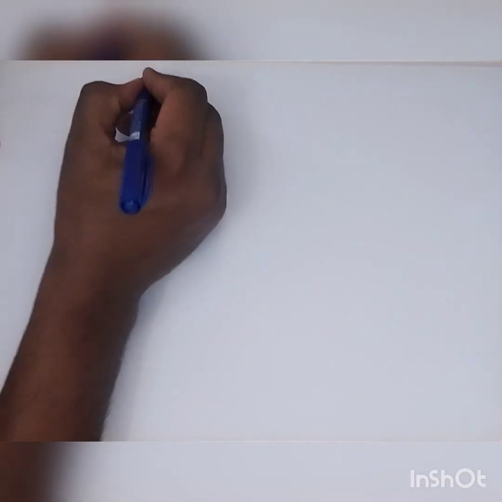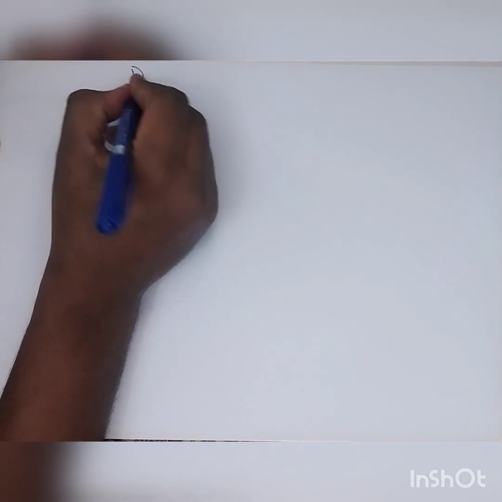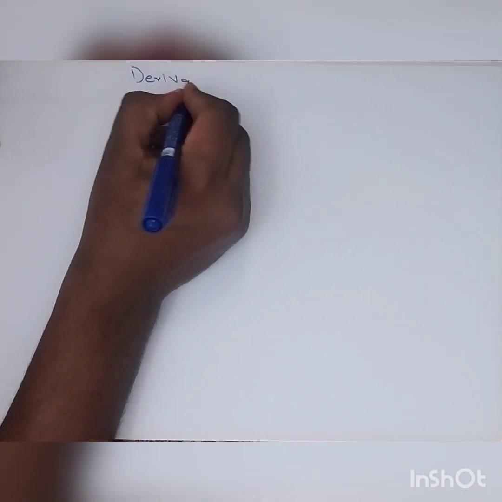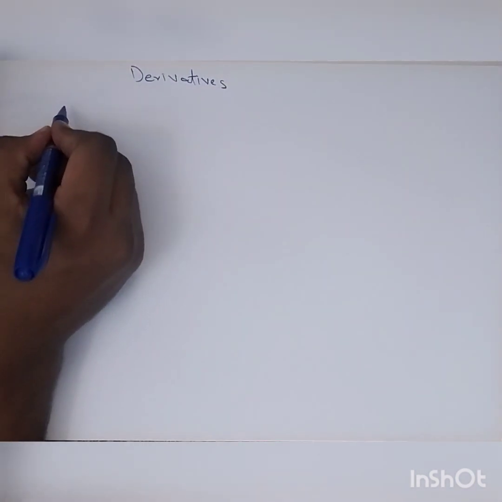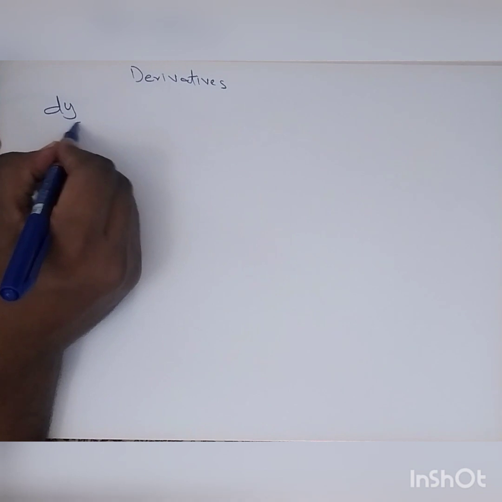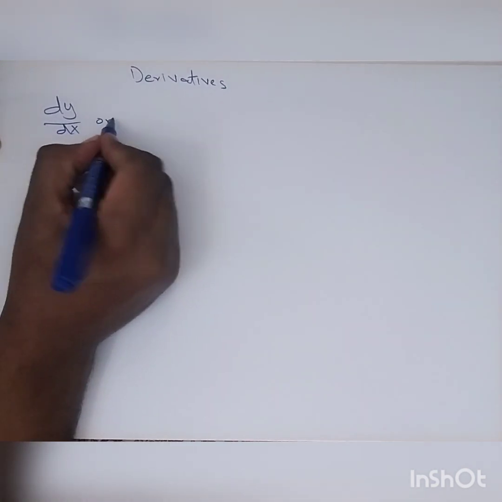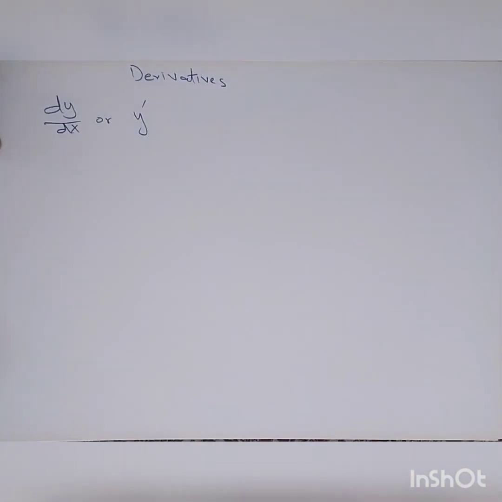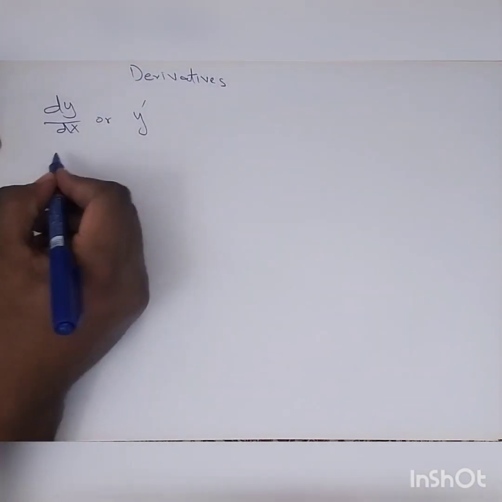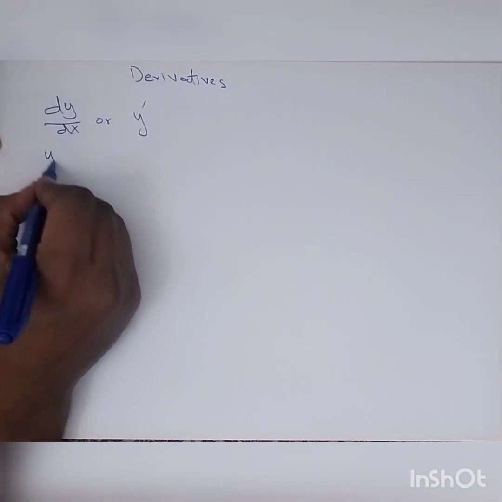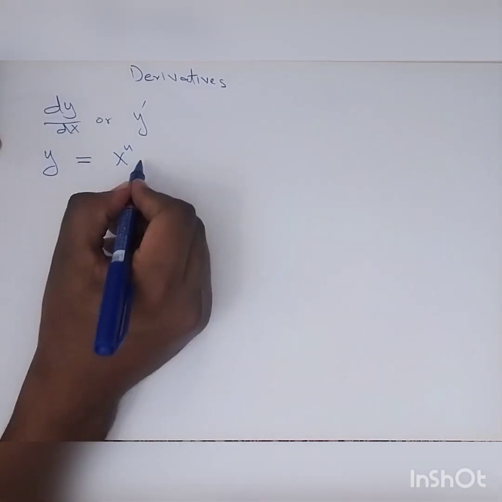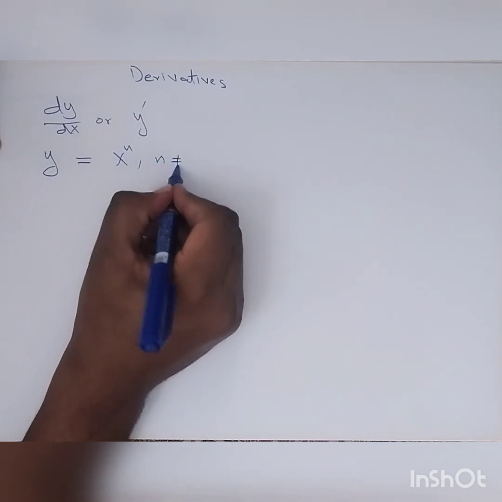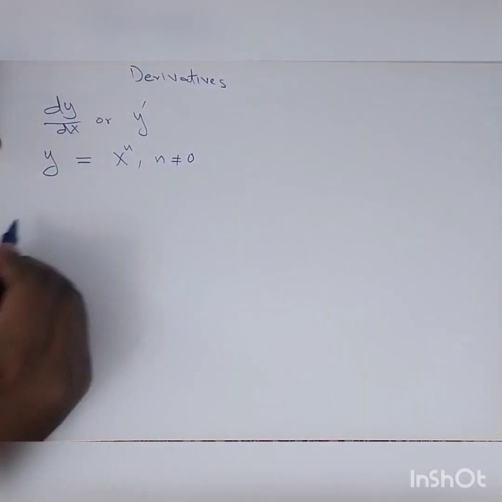In this video, we are going to talk about derivatives. So we continue our previous lessons. We know that the derivative is generally denoted as dy by dx, or you can also say y prime. Let us say that we have a function y equal to x to the power n, such that n is not equal to 0.